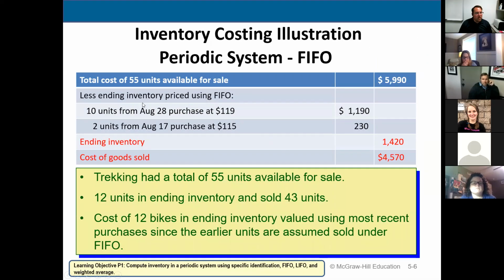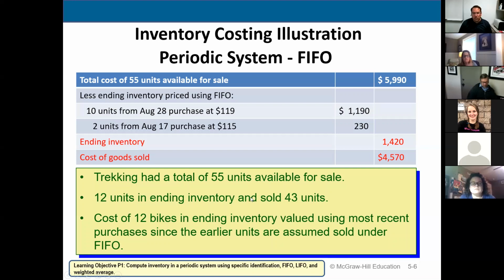So we can see, are they using the same numbers here? I guess this example uses, okay. So what they're telling us is they had 55 units available for sale. They sold 43 units, so they had 12 left over. That's what we figured out before. So the question is, what's the cost of the 12 bikes in ending inventory?